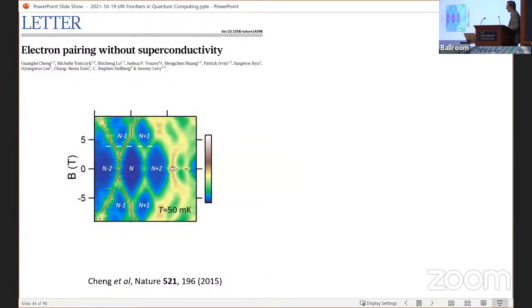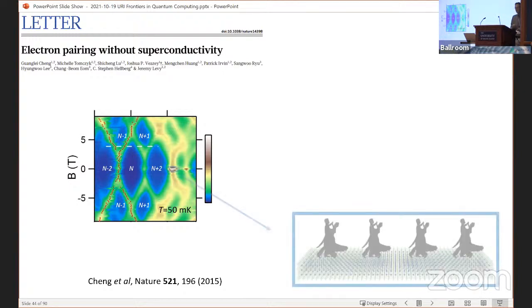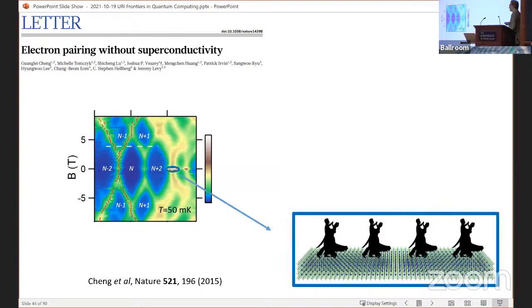So the idea was that when we were counting how many electrons were jumping onto an island, we found that they were going 2 at a time and not 1 at a time. And that was wrong. It took us quite a while to discover this, but basically we realized that it's actually a state, a different state of matter.